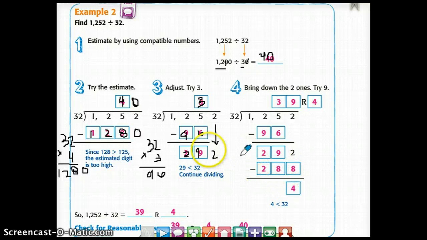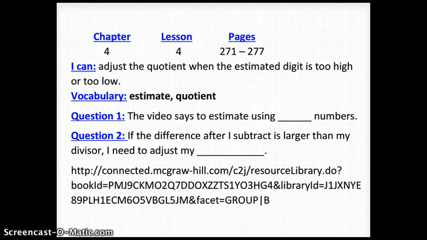Then I can subtract that out from the 292 that we started with. And there's 4 left. 4 is less than 32, so that works. And we know that 4 could just be our remainder. So our answer, our quotient, would be 39 remainder 4. So now we can check for reasonableness. Is 39 remainder 4 close to 40, our estimate we started with? And yes, it is.